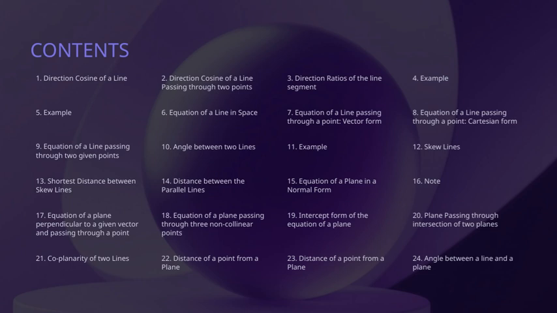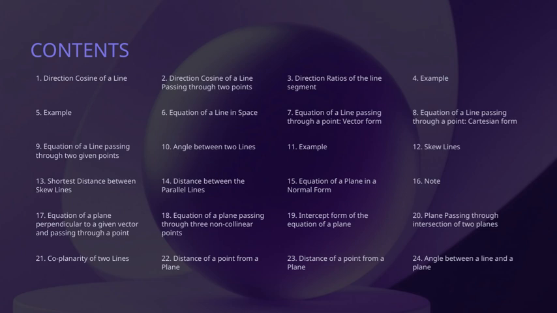Furthermore, we'll see how to find the equation of a plane perpendicular to a given vector passing through a specific point, a handy tool for constructing planes with desired orientations. The equation of a line in space will be reviewed again, reinforcing its importance, followed by the shortest distance between skew lines, which is vital in spatial analysis.